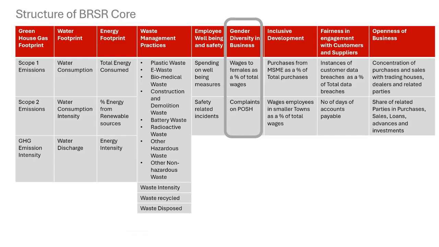The next KPI in the social performance is gender diversity in business. The first data point is the percentage of wages paid to the female employees or workers out of total wages paid for the period. Wages include the basic pay, the DA allowance, and other allowances. It also includes contribution to Provident Fund and other funds.